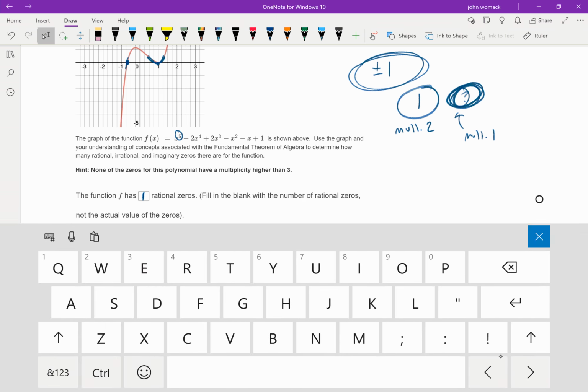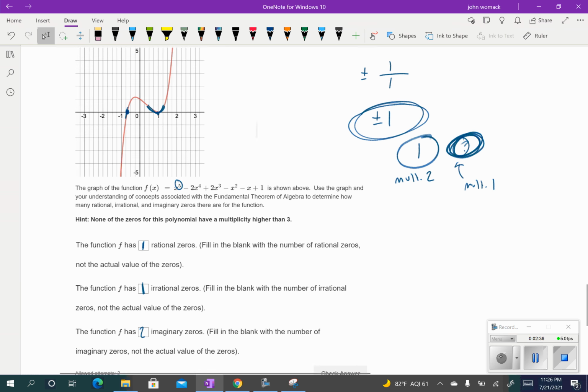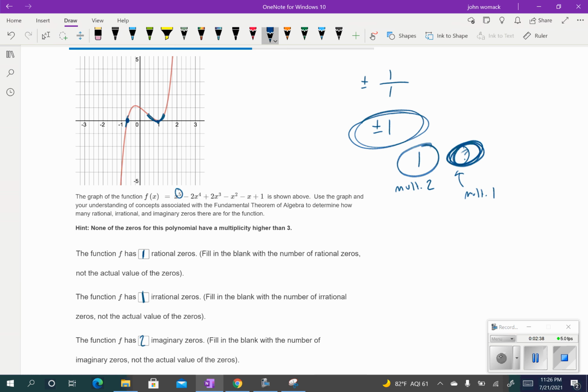Now notice how I didn't even find the irrational or the imaginary ones. I just knew it from the graph, right? If it crosses, then it has to be a real number, either rational or irrational. If it's not on my list of rational, then it's got to be irrational. And if I only have 3, like 1, and this one counts as 2, that means there have to be 2 imaginary zeros also.